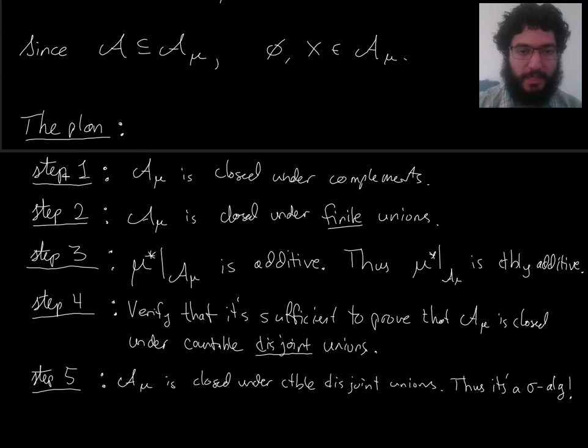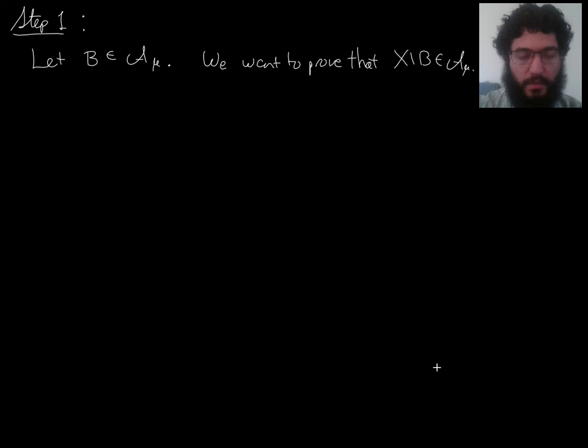Let's execute step 1 of the plan and prove that A mu is closed under complements. This one shouldn't be too hard. Alright, let B be a mu measurable set. Now we want to prove that the complement of B is mu measurable.